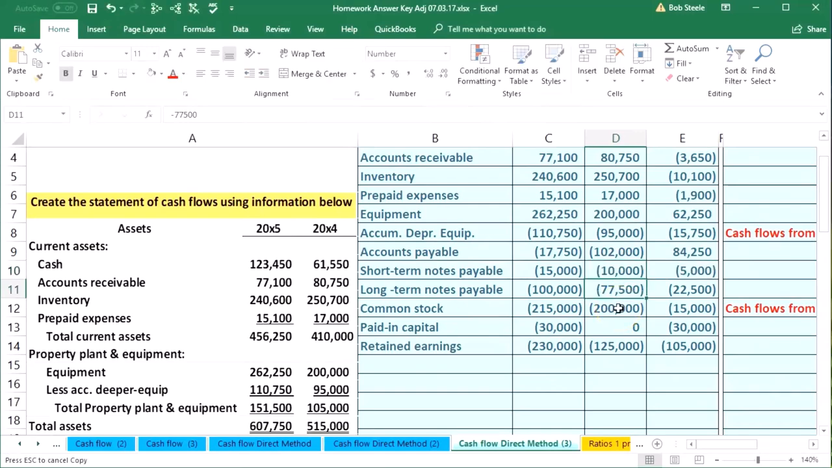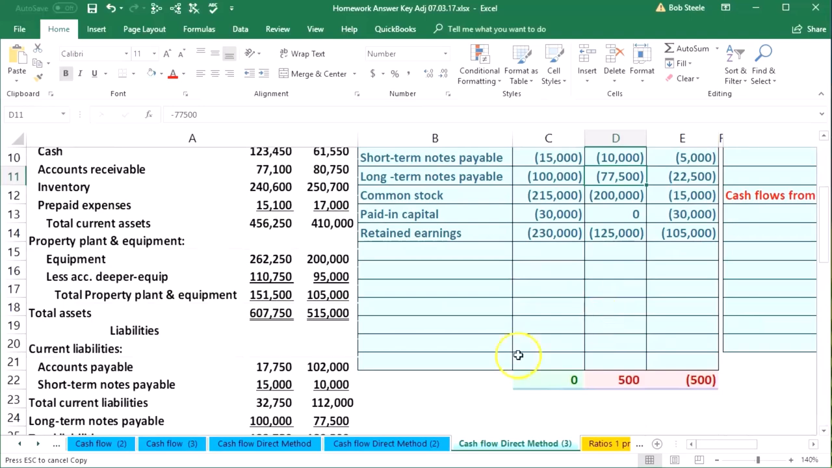We're gonna put a 0. And that is gonna help us to make sure that our worksheet here is gonna be in balance. So now we're looking for another 500. We're off 500. And that's gonna be our retained earnings.